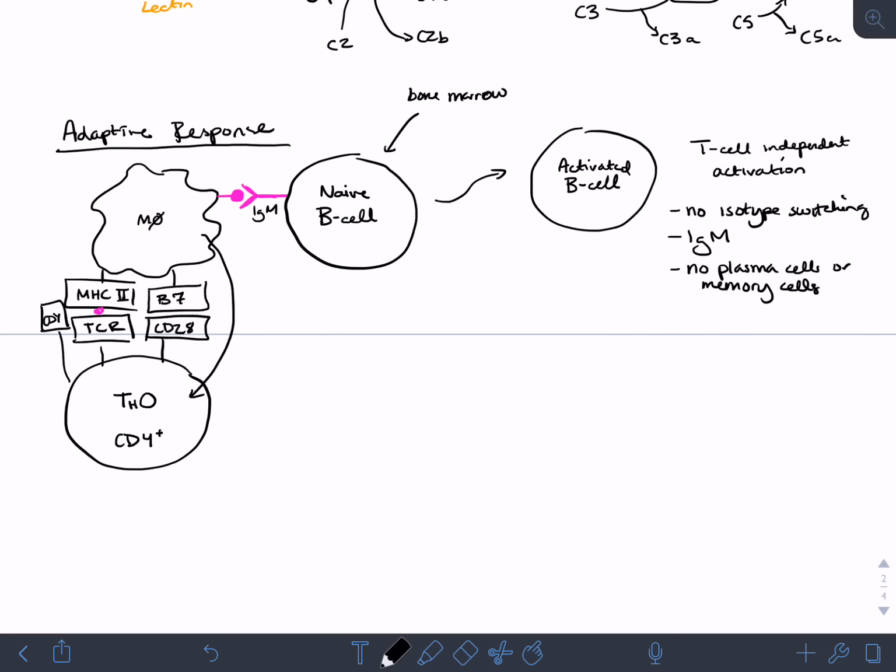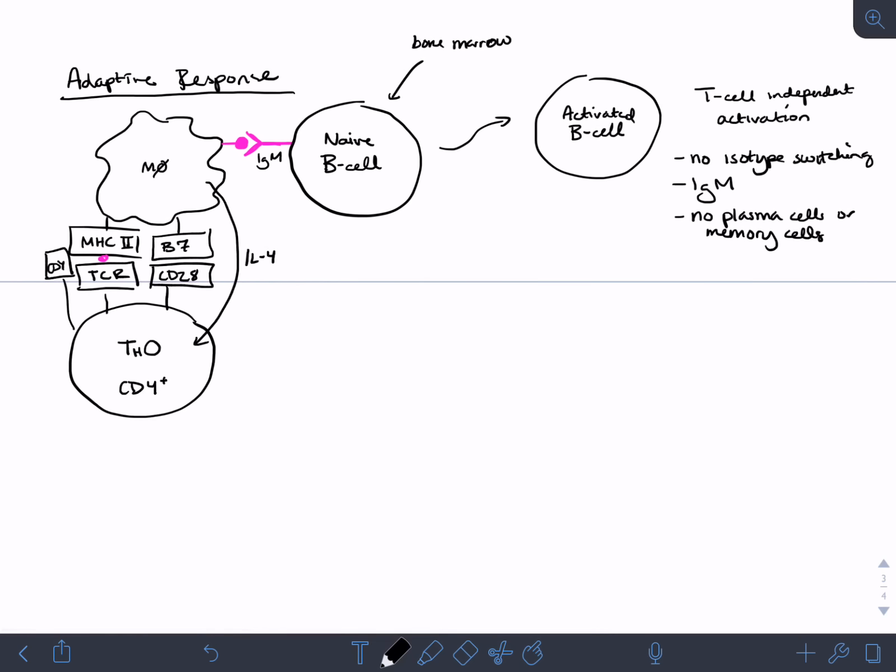What's going to happen is the macrophage is going to release IL-4. And then this is going to differentiate into T helper 2. This is going to be a Th2 cell. The Th2 cell is going to release its own IL-4, so you have self-stimulatory signals, and that's going to result in clonal expansion. Okay? So this is starting to look familiar to viral infections. And now your Th2 cell is going to activate the naive B cell.